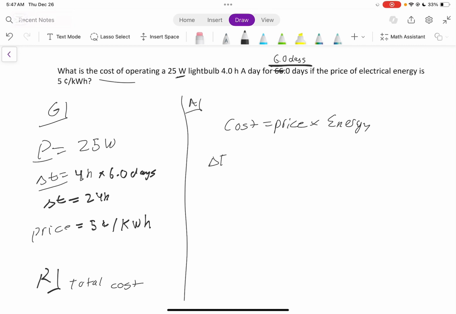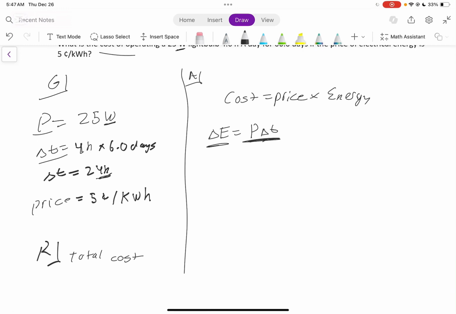So what do we have? We have delta E is equal to P times delta T. Well, now that we have this formula here, it's simple to get energy, because we just multiply our power by our time, which is in hours. Remember, we want to keep everything in the same units. If we multiply watts by hours, we'll get a watt times an hour, and then we move it to kilowatt hours, which I'll show you in a second though. So we can go into our solution right away.